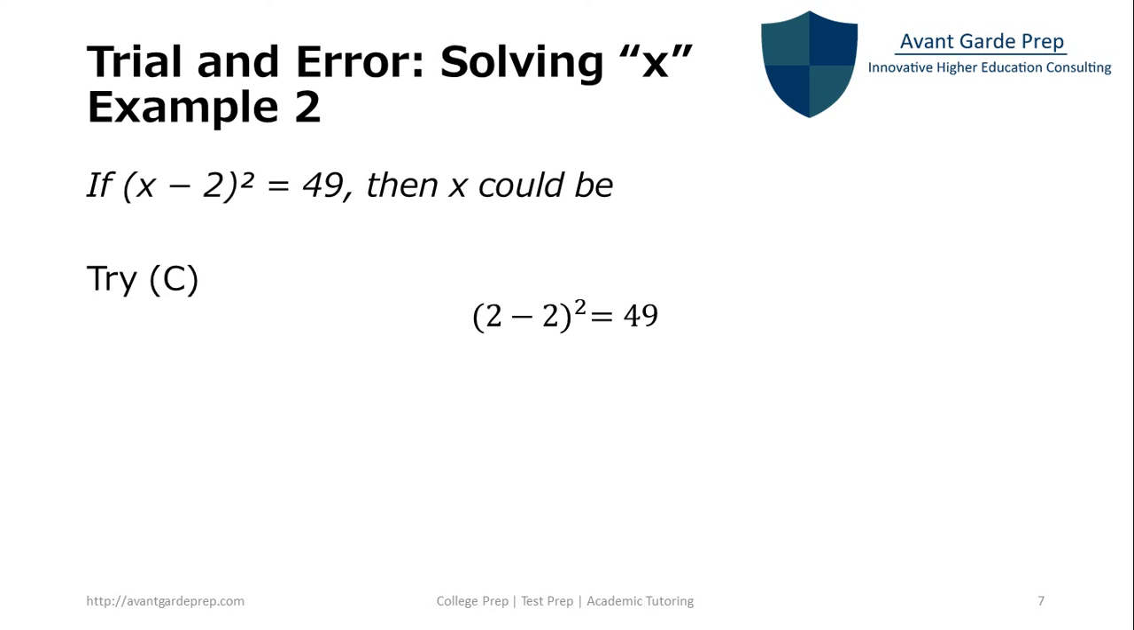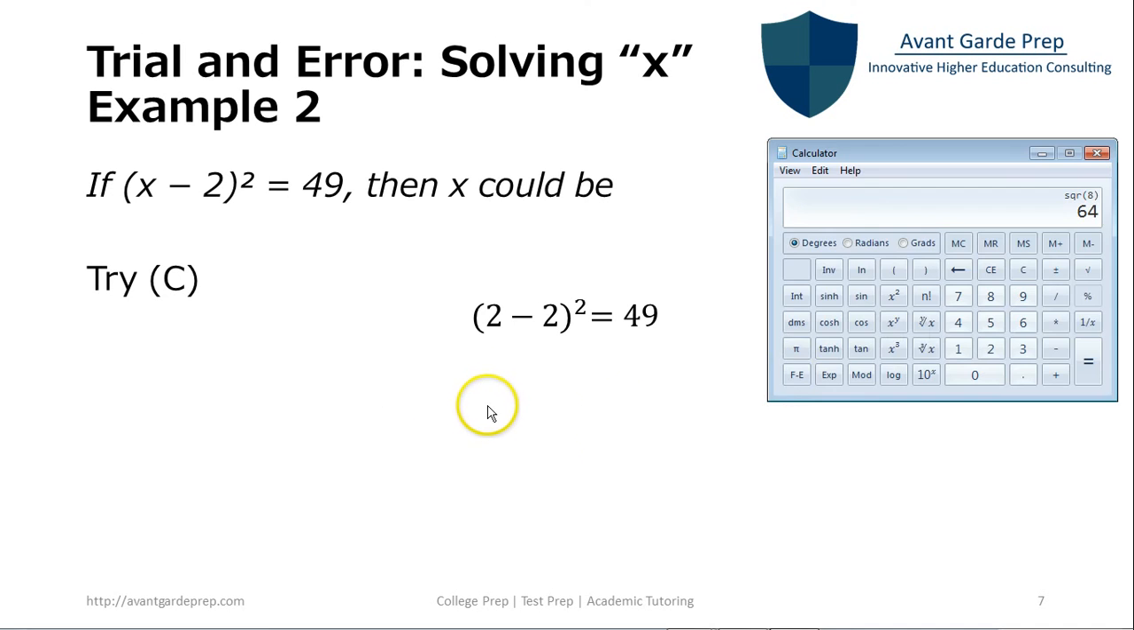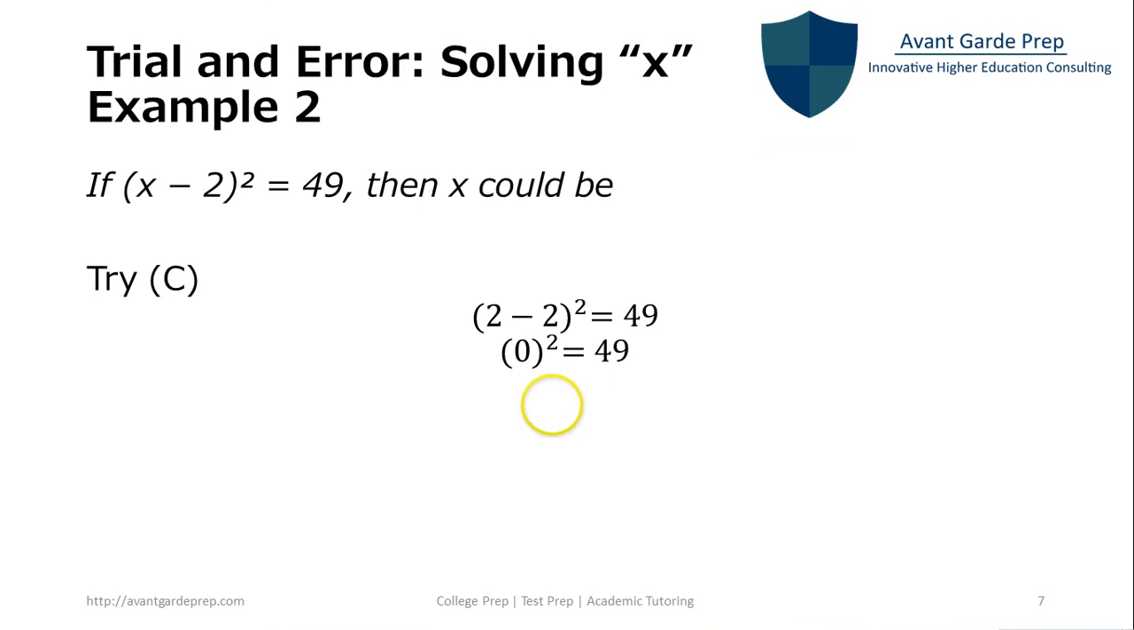In this case, 2 minus 2 quantity squared equals 49. So we'll get out our calculator. 2 minus 2, that's going to equal 0, and 0 squared is 0. So you'll see 0 does not equal 49. Because 0 is less than 49, we'll increase our input. So we'll try answer choice D. Answer choice D was 5, so we'll substitute 5 in for x.